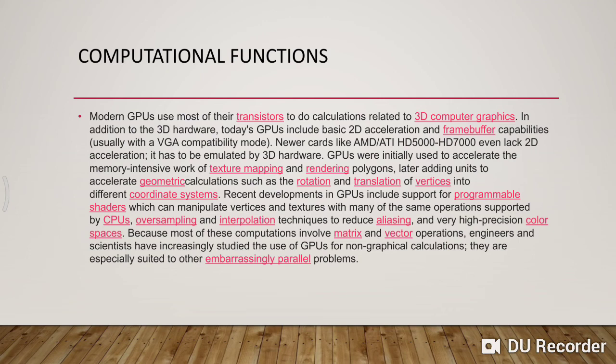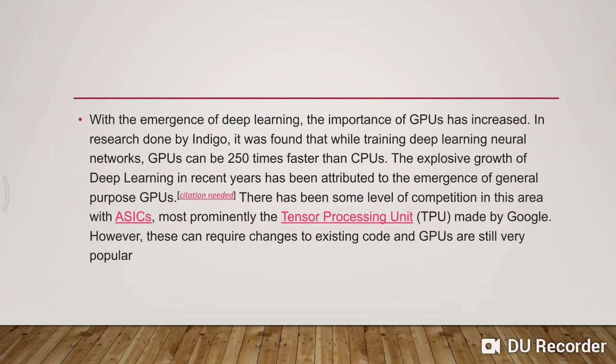Because most of this computation involves matrix and vector operations, engineers and scientists have increasingly studied the use of GPUs for non-graphical calculation. They are especially suited to other embarrassingly parallel problems. With the emergence of deep learning, the importance of GPUs has increased. In research done by Indigo, it was found that while training deep learning neural networks, GPUs can be 250 times faster than CPUs. The explosive growth of deep learning in recent years has been attributed to the emergence of general purpose GPUs.